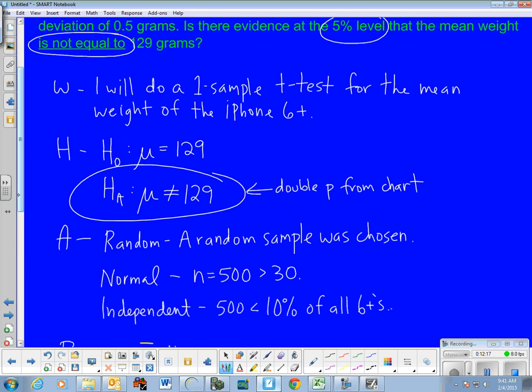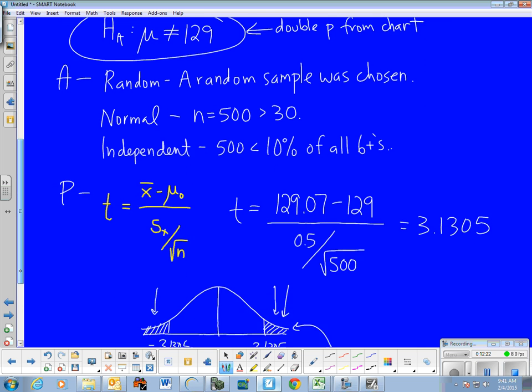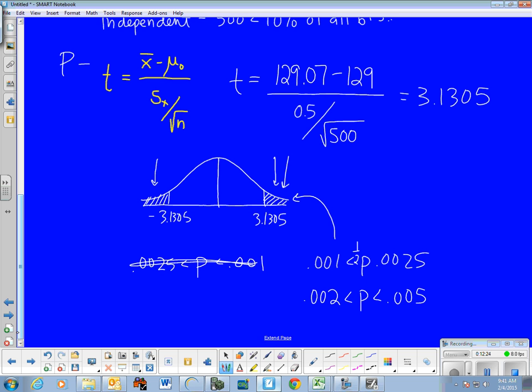The claim was that these phones are averaging 129. My average, 129.07, would be nearly impossible if in reality the number was 129. So how could that be? It's so close. Well, kind of like I said before. First of all, we're looking at a sample of 500. And secondly, the standard deviation was only 1/2 gram. And then we divided that by square root of 500 to get the standard error, which means, again, 129.07 is almost impossible in a world where 129 is actually the average.